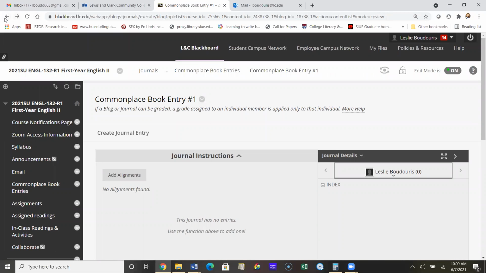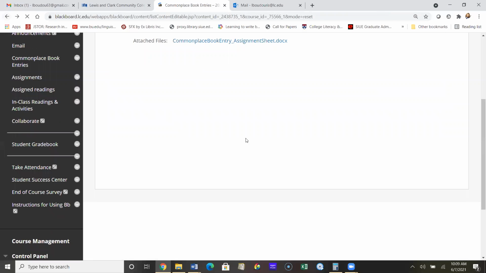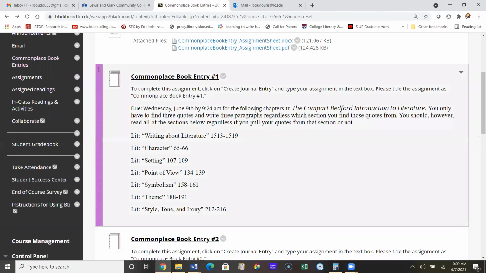But right here, I have all of the information you'll need. So I have the due date. For example, this is due Wednesday, June 9th by 9:24 a.m. for these chapters. I even say you only have to find 3 quotes and write 3 paragraphs regardless of which section those quotes are from, which I said earlier. These are the same ones on the syllabus.